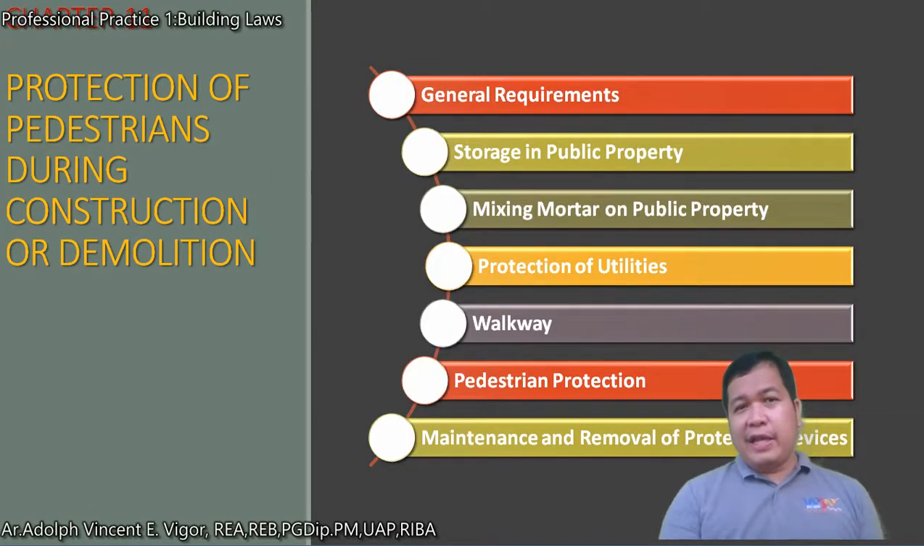Then chapter 11, the protection of pedestrians during construction or demolition. You have here general requirements again: storage in public property, mixing mortar on public property, protection of utilities, walkway, pedestrian protection, maintenance and removal of protective devices. So why is it, class, that in chapter 11 it is discussed here, mixing mortar on public property?